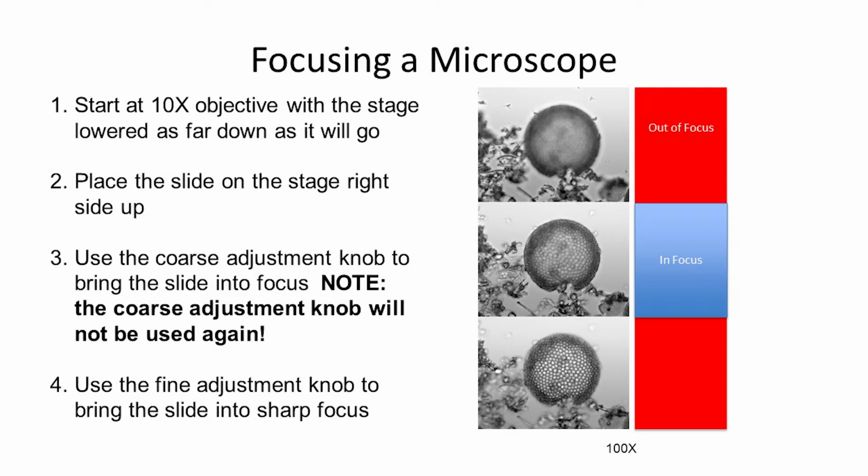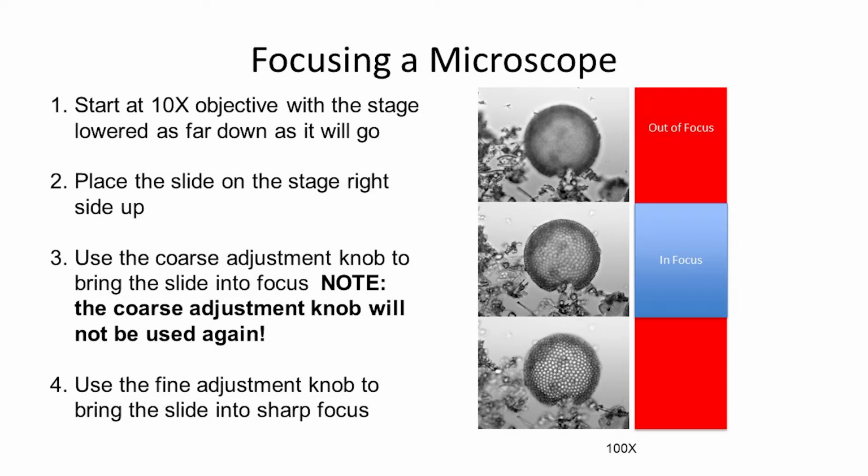We're always going to start out with a 10x objective on the stage, so that's the one that we want to use the most. Generally, we want to put the stage as far down as we can go. We're also always going to skip the 20x. That's worthless for us, so don't use that. We put the slide on the stage, make sure it's right side up. That is the side with the cover slip or where the bacteria are.